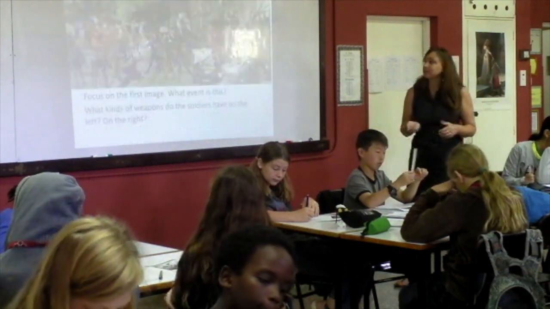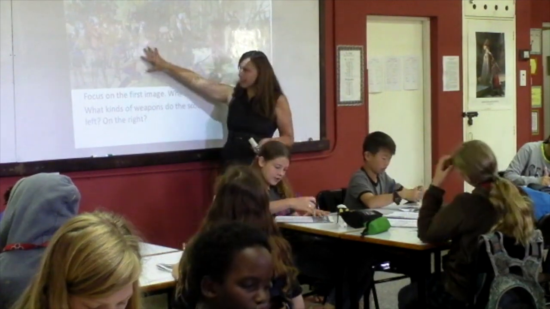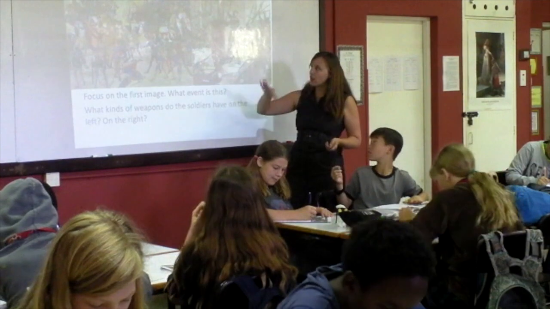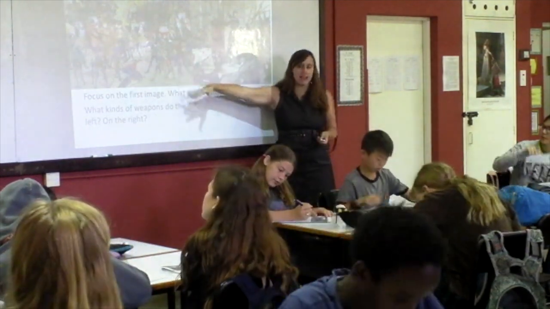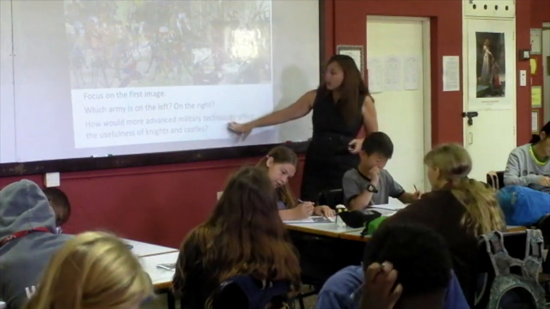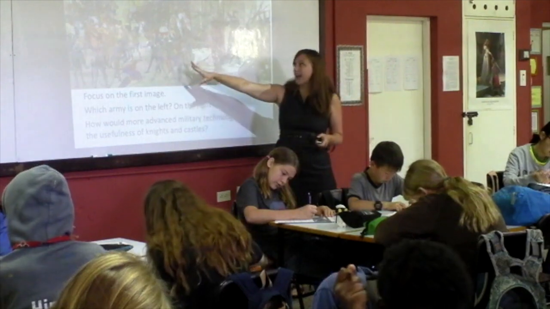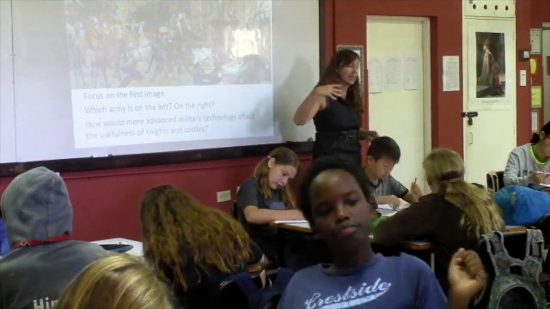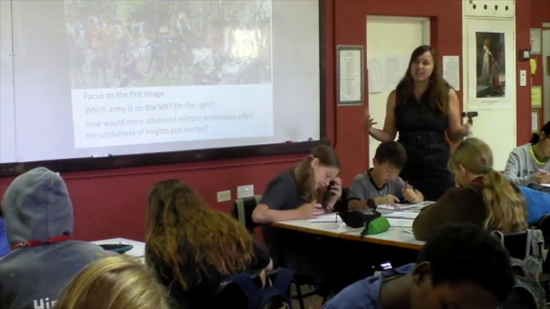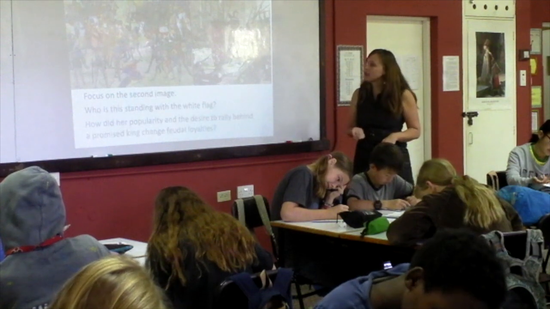Okay, last event. We've got one more to do. Focus on the first image. What event is happening here? What kinds of weapons do these soldiers have on the left and on the right? We'll let you discuss that as a group. Which army is on the left and right? What more advanced military technology affected this? With the advancement of this technology, how did it affect warfare, in particular the defense of knights and castles? See if you remember that information.